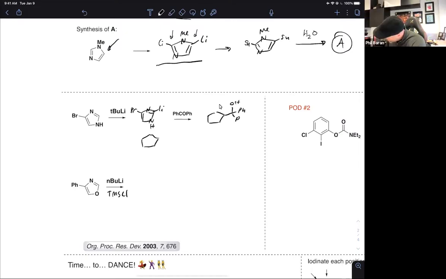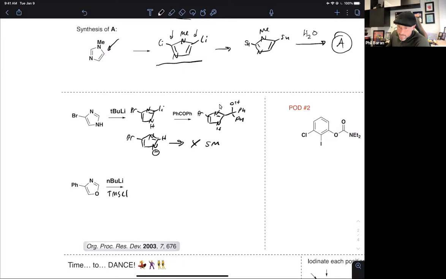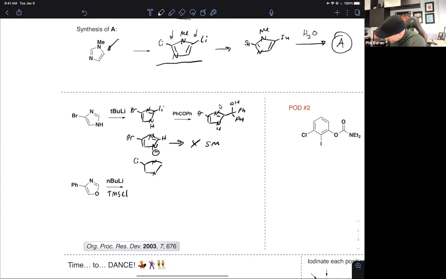Anybody disagree with that? Shouldn't it just deprotonate the nitrogen and then it's dead to lithiation? Any other suggestions? Lithium halogen exchange. That's rather daring to suggest. So you want us to believe we're going to do a lithium halogen exchange in the presence of that NH. Anybody agree with that one?